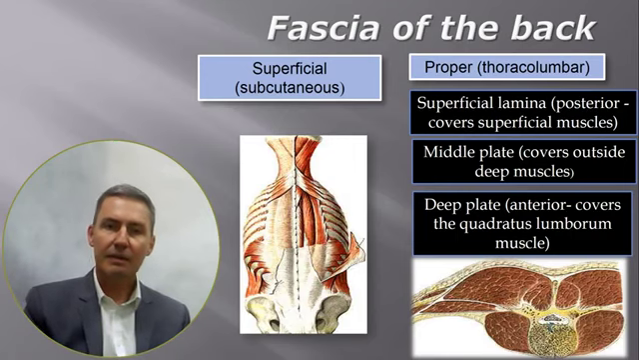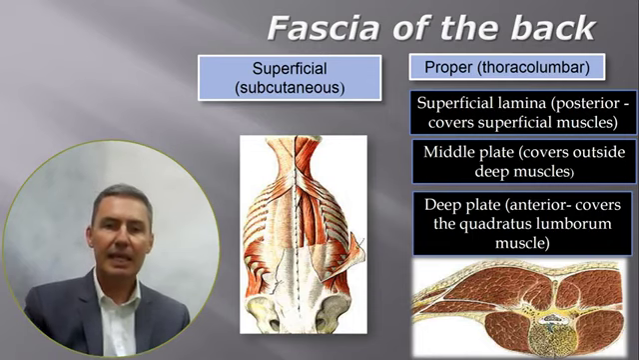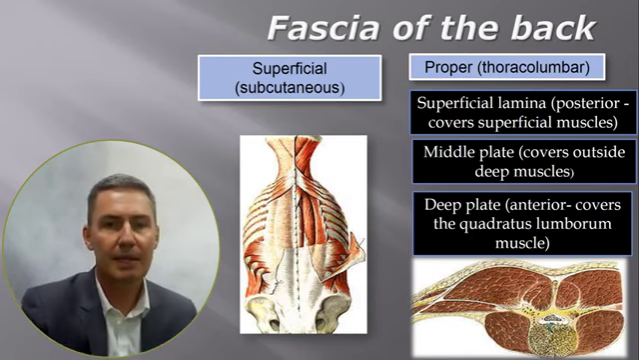It consists of a few laminae. The superficial lamina of the proper fascia of the back forms the posterior covering of the superficial muscles. The middle plate of this proper fascia covers the outside of the deep muscles. The deep plate of the proper fascia forms the anterior covering of the quadratus lumborum muscle.